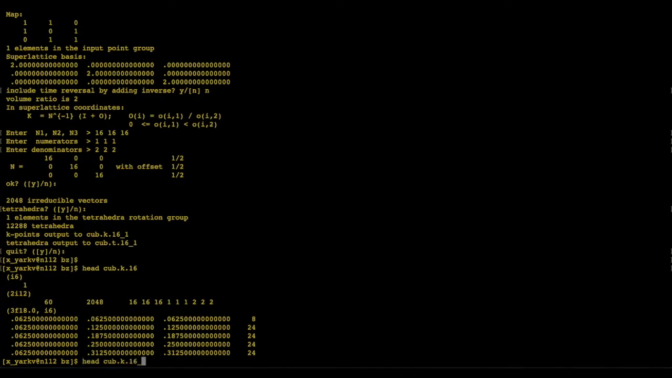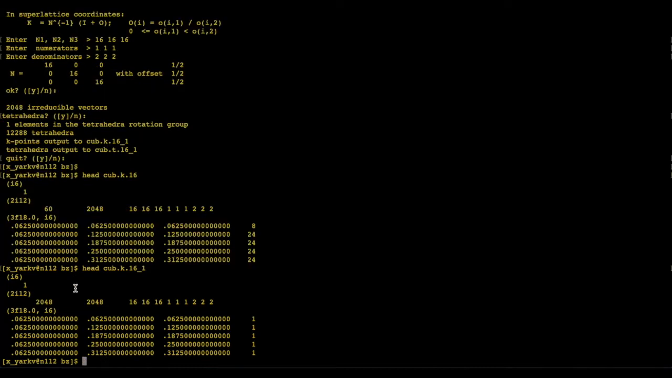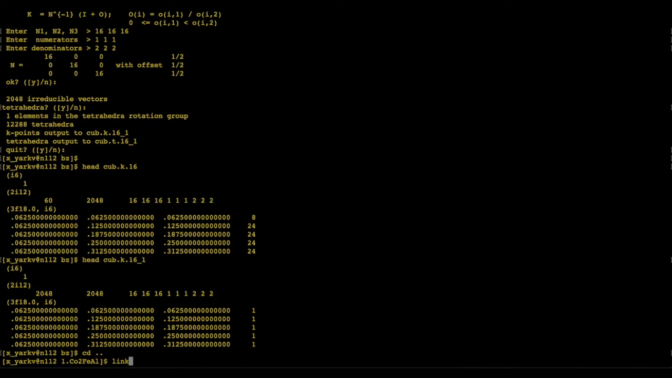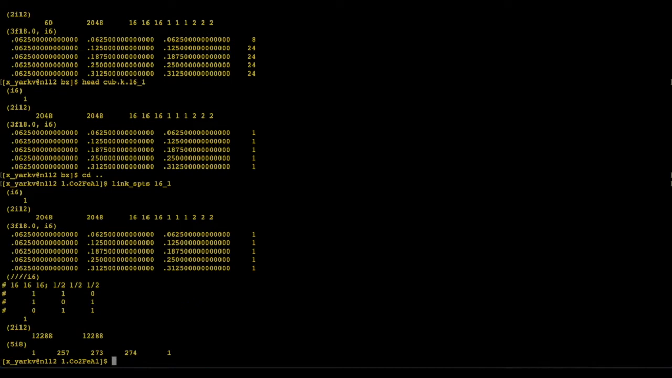So let's compare it with the one which we used to have. So this is the old k-mesh file, and this is the new one. As you can see, the difference is only that in the first case we had 60 irreducible k-points, and in this case we have 2048, which coincides with the total number of k-points. And each k-point has a degeneracy 1. So that's exactly what we wanted. So now we can go up and link this newly produced k-mesh to the calculation. Now the postfix is 16_1, like so.